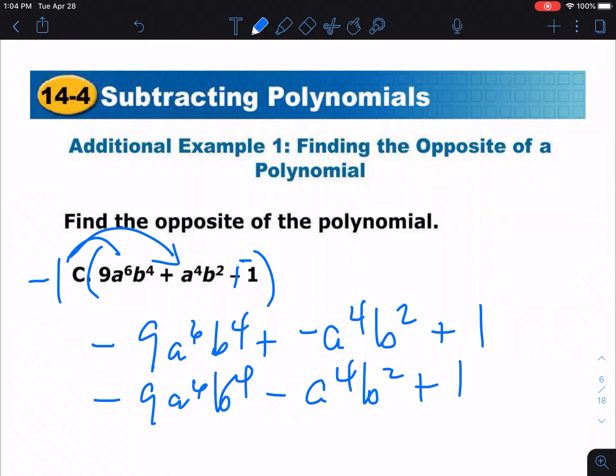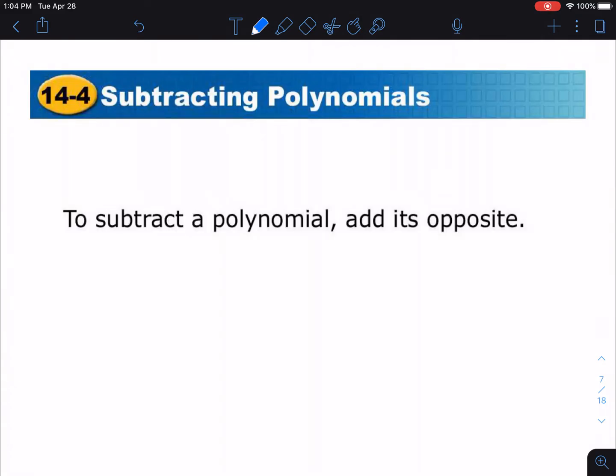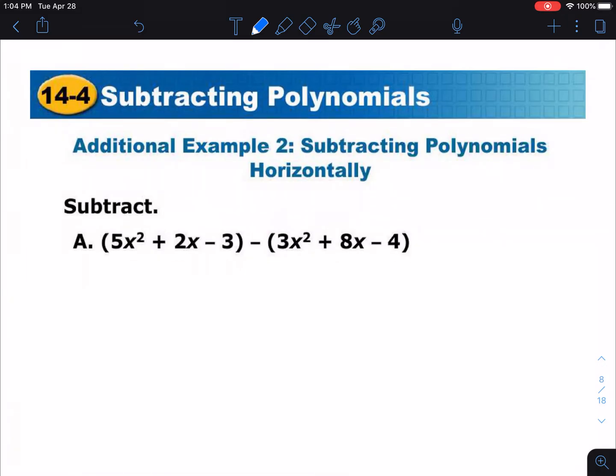Either one of those would be acceptable, and either one would be acceptable on your homework assignment today. Okay, so what we're going to look at today is, how do I subtract polynomials then? Now that I know how to find the opposite of a monomial or a binomial or a trinomial, how do I subtract polynomials? Okay, so here's our first problem.